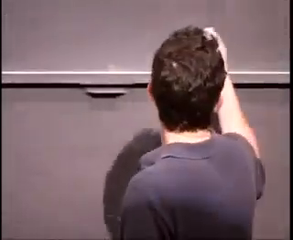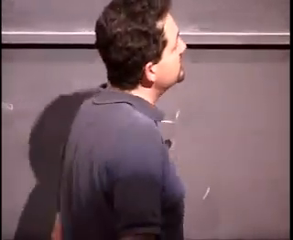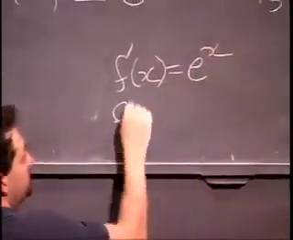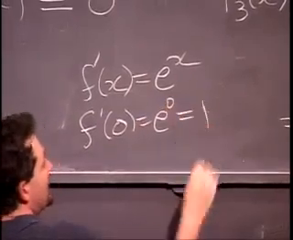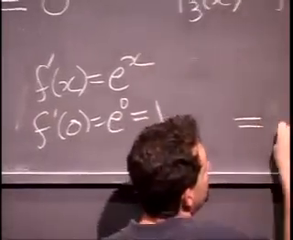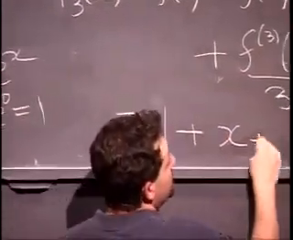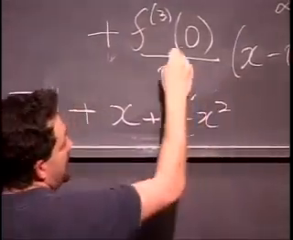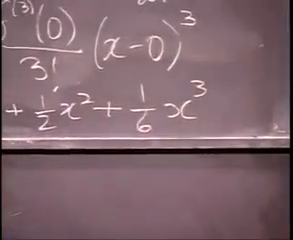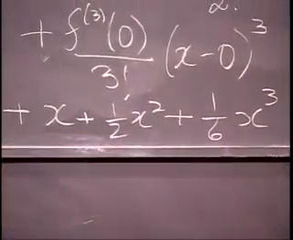Well, if you work this out, f of x is e to the x. The derivative is e to the x. The second derivative is e to the x. The third, all the derivatives are e to the x. And when you plug in 0, you just get 1, right? For example, f prime of x is e to the x, so f prime of 0 is e to the 0, which is 1. The same is true for f double prime, f triple prime, any of the derivatives. So if you plug this in, you get 1 plus 1 times x plus 1/2 times x squared, and 3 factorial is 6, so you get 1/6 x cubed. And that's exactly what I wrote up before. So that's where it came from. That's how I picked out that cubic.